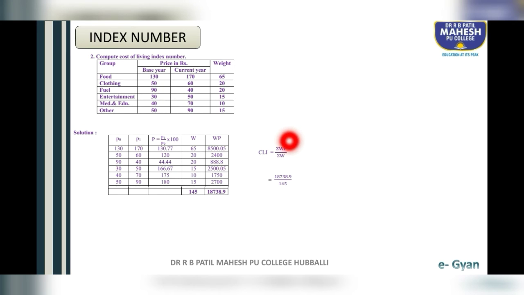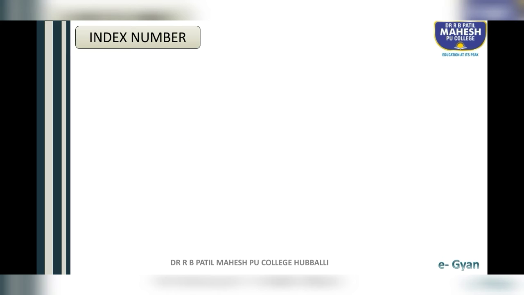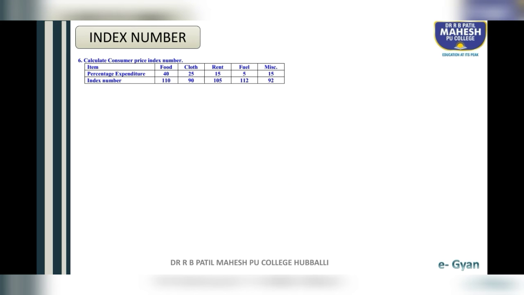Summation WP total is 18,738.9 and summation W is 145. So dividing by this, after solving this, the final answer of consumer price index number by family budget method is 129.23. Okay students, let us take one more example on this.